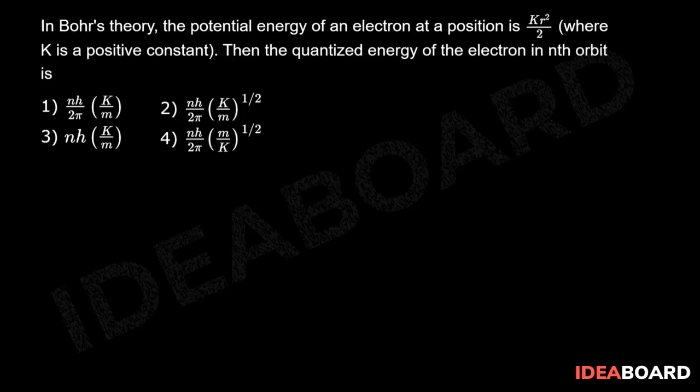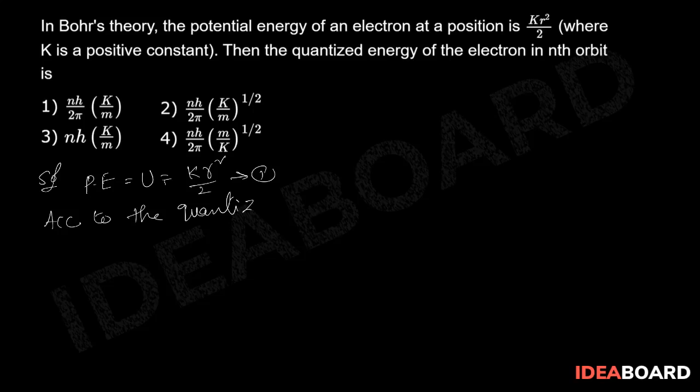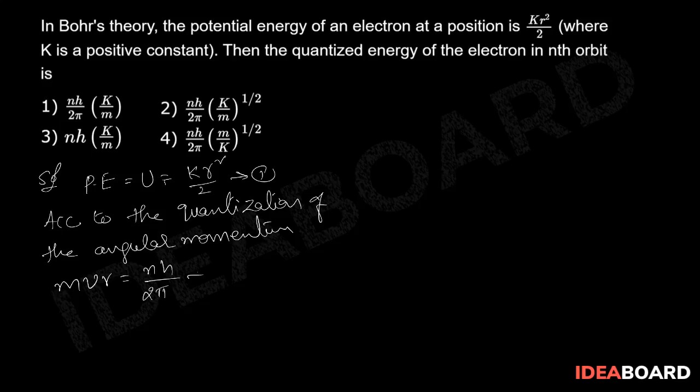Dear students, here it is given that the potential energy of the electron U equals kr square by 2, equation 1. And according to the quantization of angular momentum, we can write mvr equals nh by 2 pi.